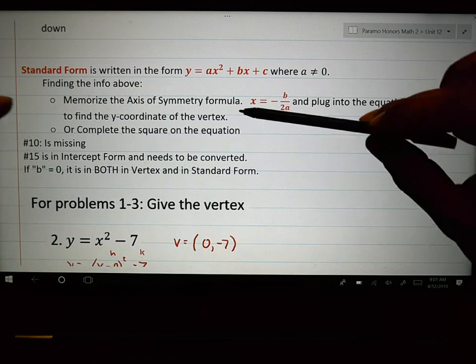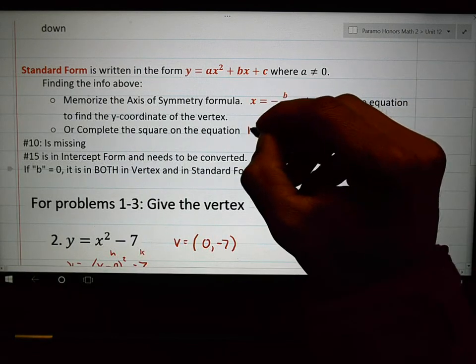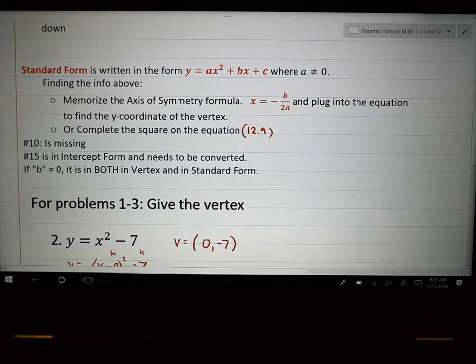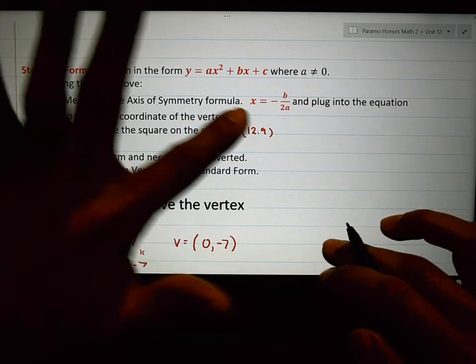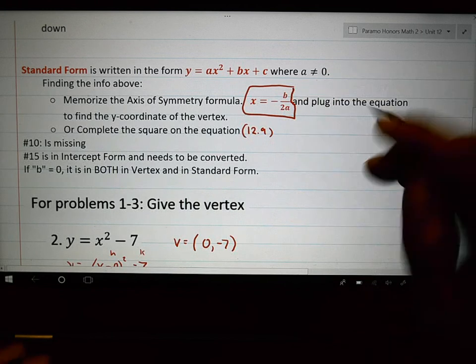Or what we're going to cover in 12.9, I think, we're going to ask you to complete the square on these things so that you can put it into vertex form. You'll see some examples of that later on. Okay? So let's go ahead and use this formula on the problems down below.